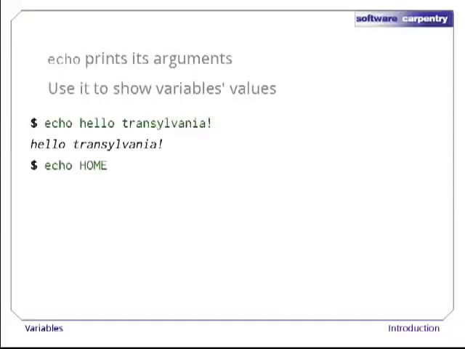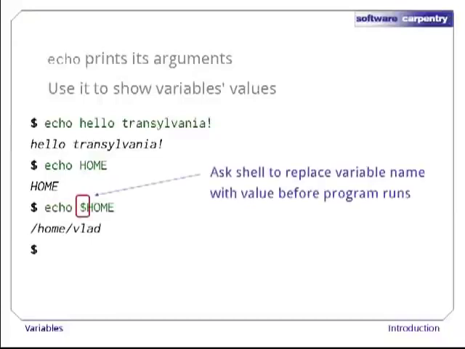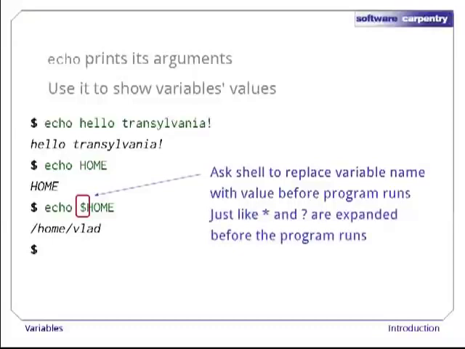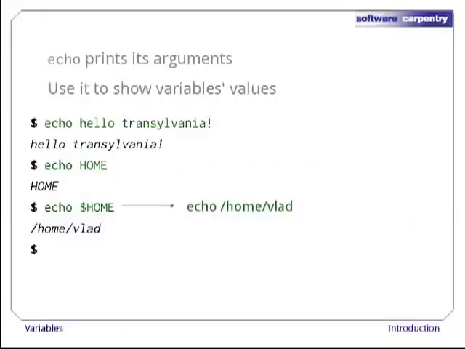Now let's try to show the value of the variable HOME with echo HOME. Whoops, that just prints HOME. Let's try this instead, echo $HOME. The $ sign tells the shell to replace the variable's name with its value. This works just like wildcards. The shell does the expansion before running the program we've asked for. Thanks to this expansion, what we actually run is echo /home/vlad, which shows us the variable's value.